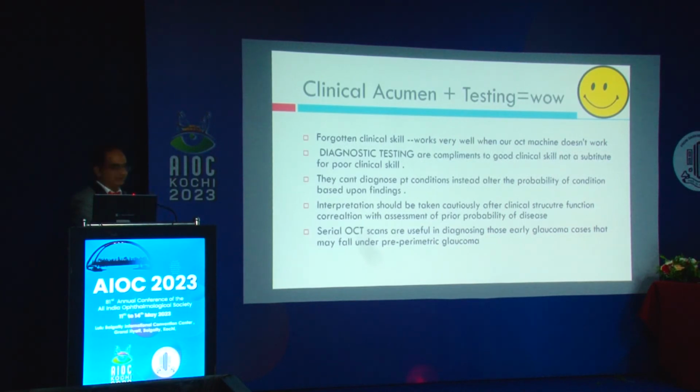Yes. If we mix clinical examination plus testing, it will give good results. We have forgotten clinical skill, which works very well when our OCT machine does not work. So diagnostic testing is a complement to good clinical skill, not a substitute. Interpretation should be done cautiously after correlation of structure and function. And serial OCT scans are useful in diagnosing early glaucoma that may fall under preperimetric glaucoma.